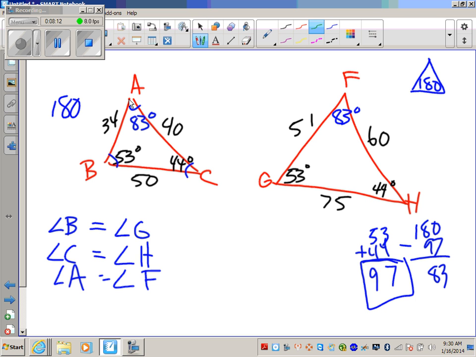So let's establish something. Let's say segment AB, remember segment, that's a part of a line. Segment AB on this triangle would correspond with what segment on the other one? Any question on how we got that?